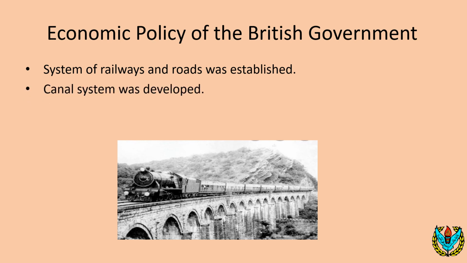They also developed a canal system and bridges were constructed over canals, because the subcontinent was a source of raw material for the Britishers. So they introduced the canal system, which could help Indians to improve their farming and produce more material for the Britishers, because we were the source of raw material for them.